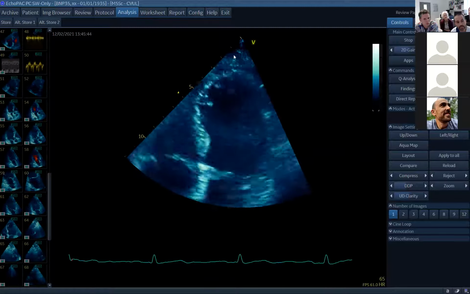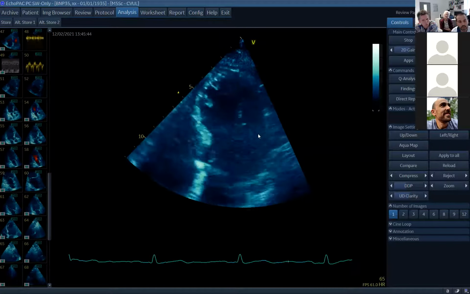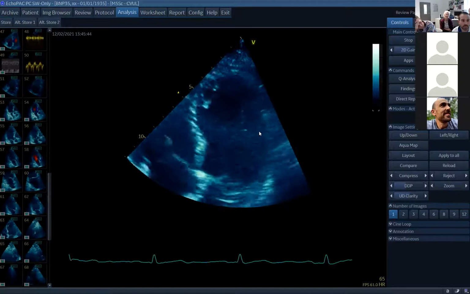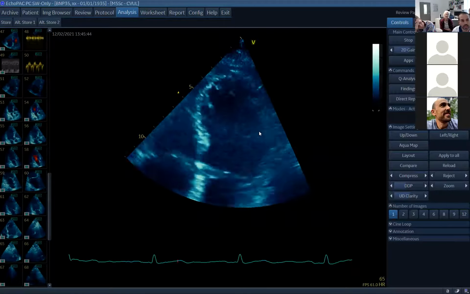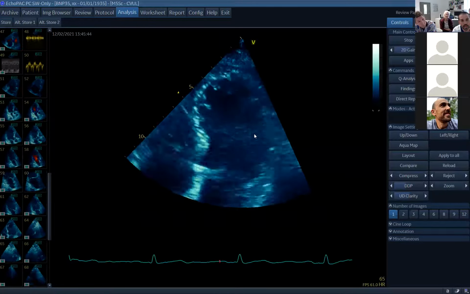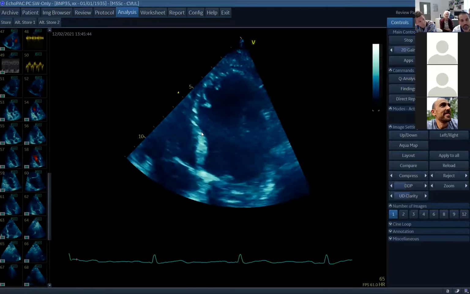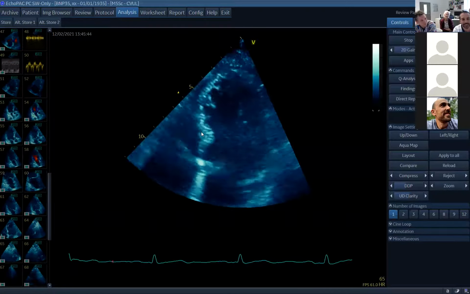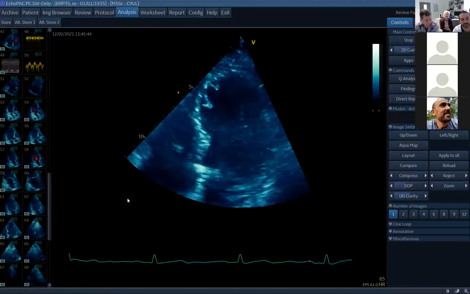What are these walls? So in the 4-chamber, that's going to be infraseptal, anteroseptal, infralateral. This one. I got the wrong way. Yeah. So infraseptal, anterolateral. Fantastic.